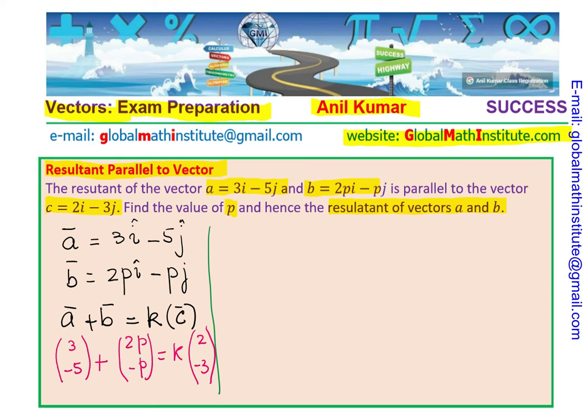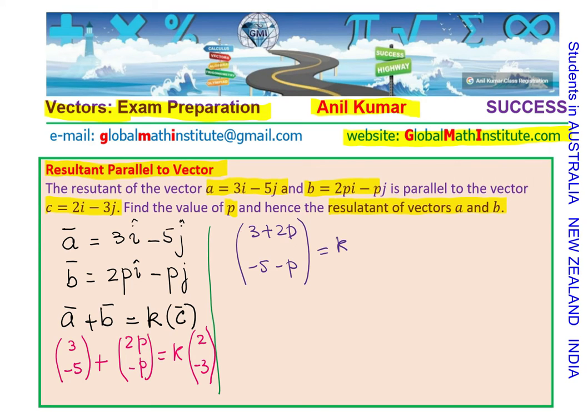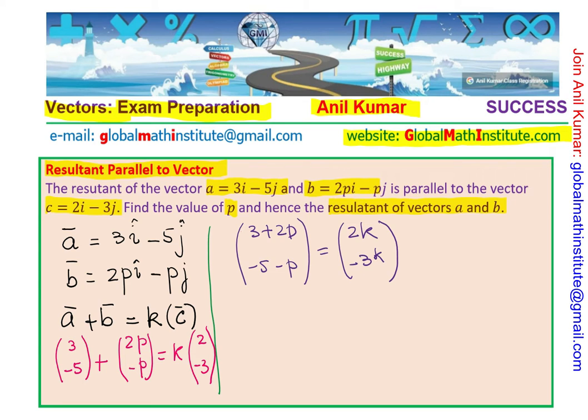Now, let's add them up. So we get 3 plus 2p and minus 5 minus p, which is equal to some constant k times (2, minus 3). I can also write inside the scalar multiple, 2k and minus 3k. Make sense? So that results in two equations where we have two unknowns. Let's solve these linear systems of equations.